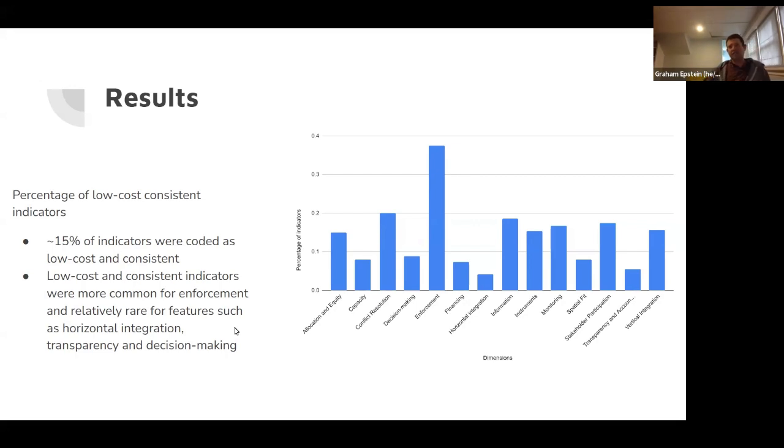Low cost and consistent indicators were more common for enforcement and relatively rare for features such as horizontal integration, transparency, and decision making. Some of the reasons for this are probably not entirely surprising. We're thinking about horizontal integration. Do we have connections across these? Are we establishing policies to coordinate governance across different sectors? That can be high cost, because we know there are a lot of sectors interested and involved in water, so that can be particularly hard to achieve.